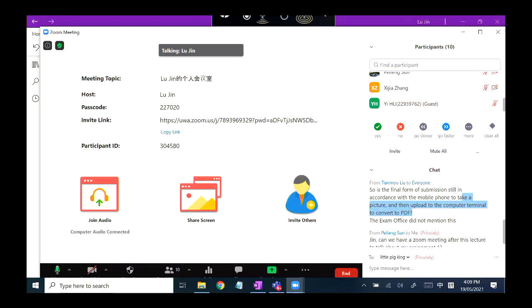Regarding the exam submission, I suppose we are doing it the same way, but I'm not the expert on that. I don't know, to tell the truth. The exam office or admin will send you an update very soon, definitely before the exam. The reason I didn't mention it is that I have no idea on this issue. So please wait for the instructions from the exam office.